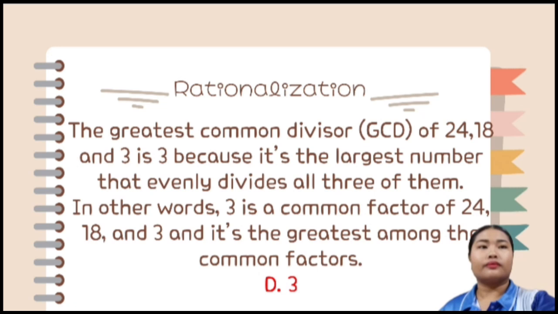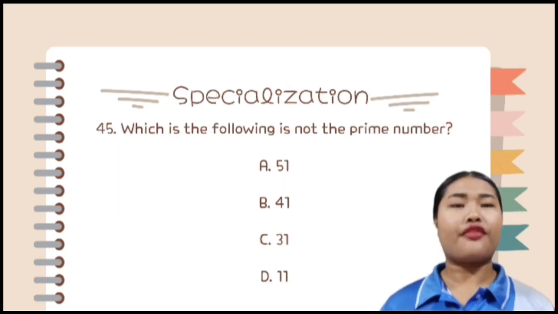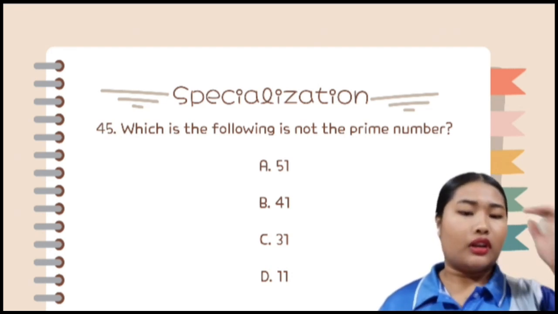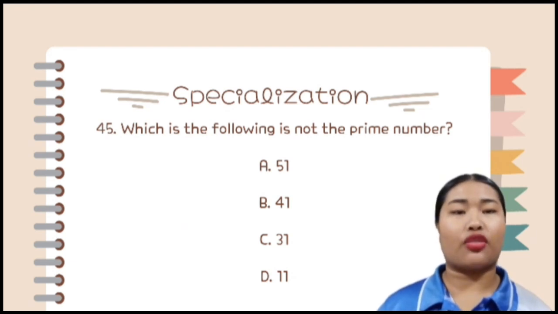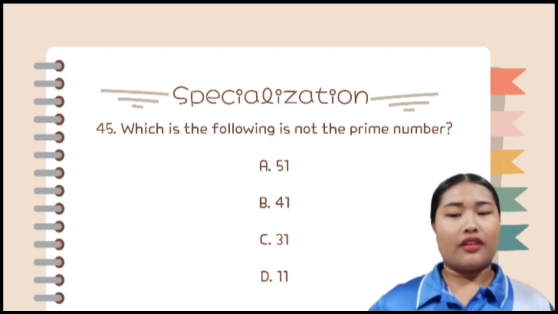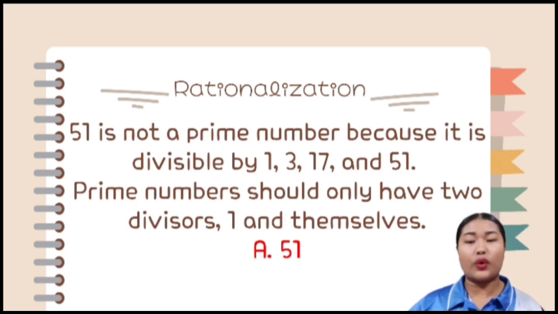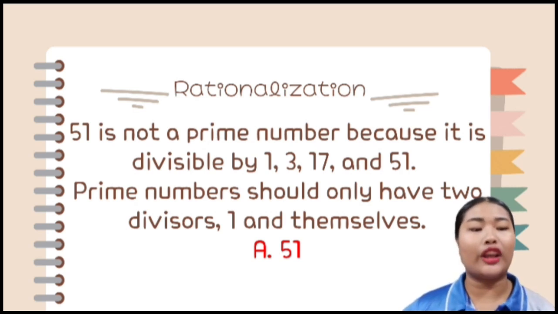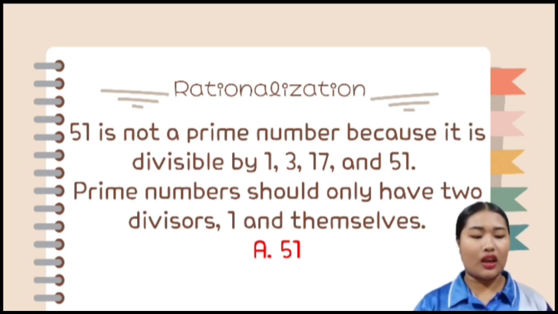Number 45. Which of the following is not a prime number? Letter A, 51. Letter B, 41. Letter C, 31. Letter D, 11. 51 is not a prime number because it is divisible by 1, 3, 17, and 51. So when we say prime numbers, it should only have two divisors, which are 1 and itself. So the answer is letter A, 51.